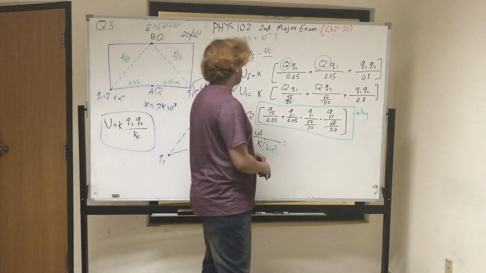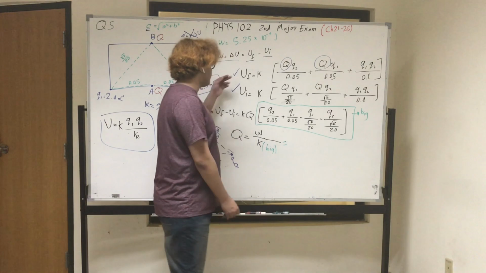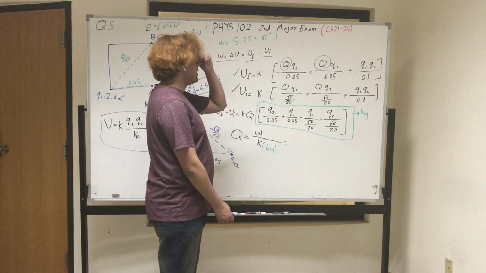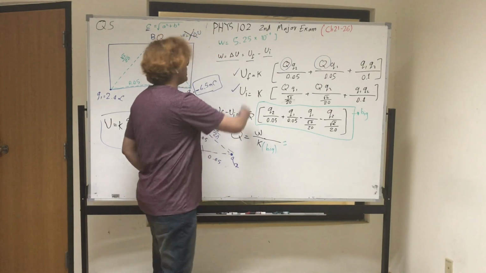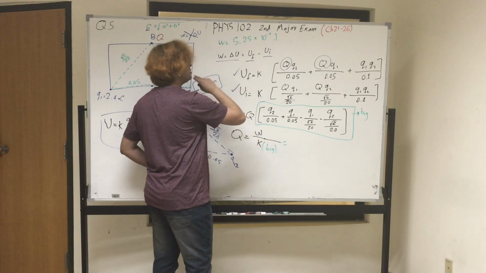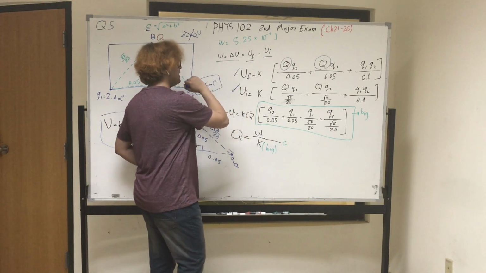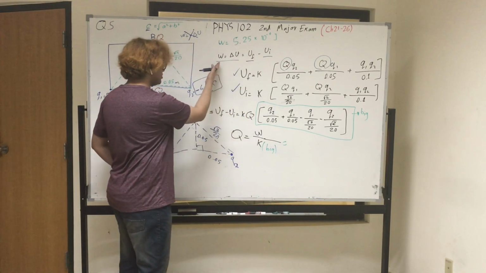Okay, so once we have expressed the final and the initial potential energies, we can now subtract the initial from the final in order to get the change in potential energy, which is equal to the work.